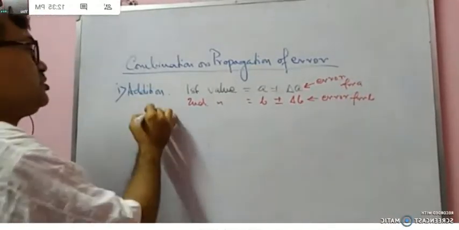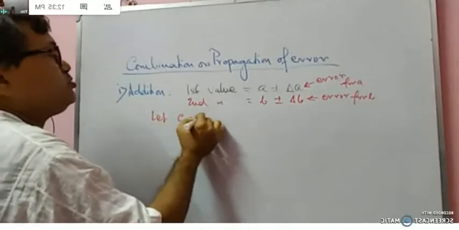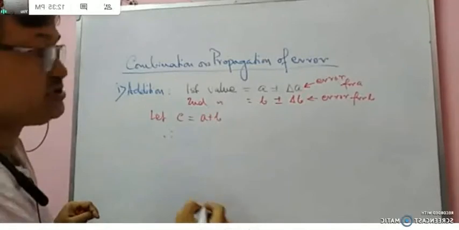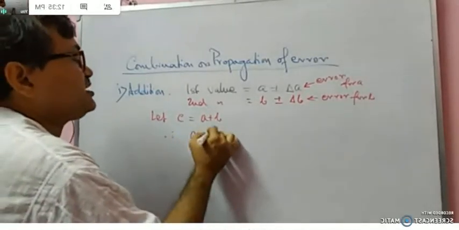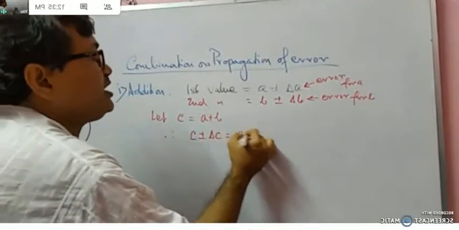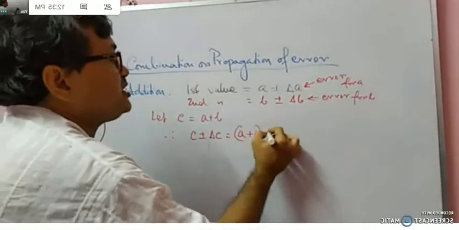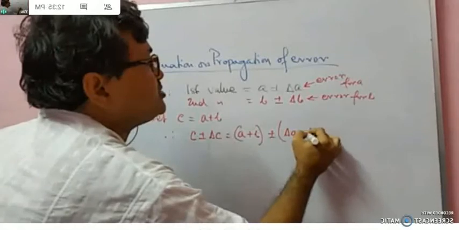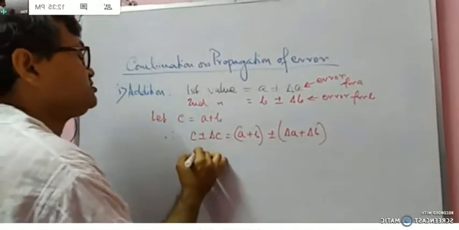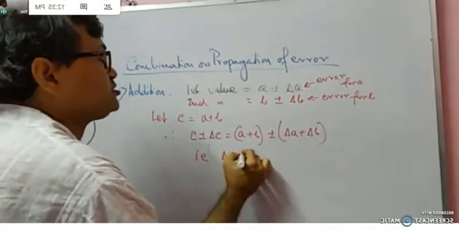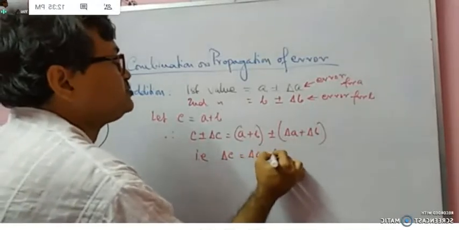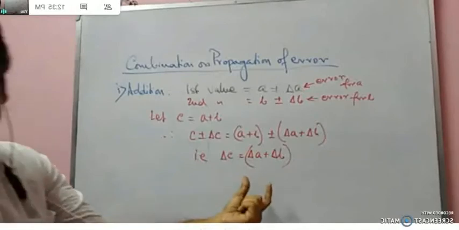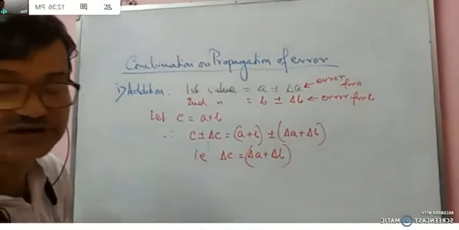Now let C equal to A plus B. How can I write the error of C? Therefore, C plus minus delta C equal to A plus B, taking plus minus common, delta A plus delta B. Finally we get delta C equal to delta A plus delta B. So it is clear that error is always an additive relation.